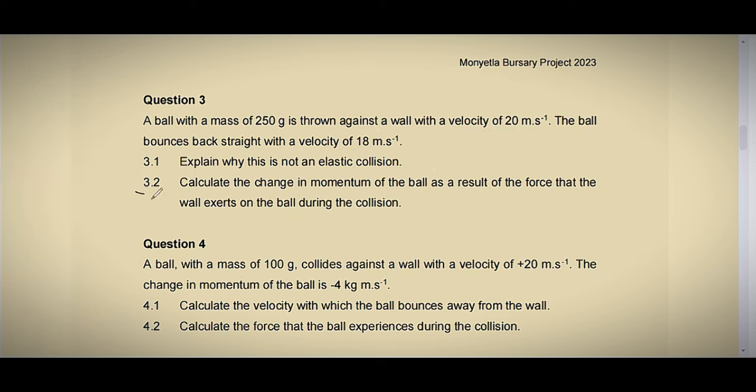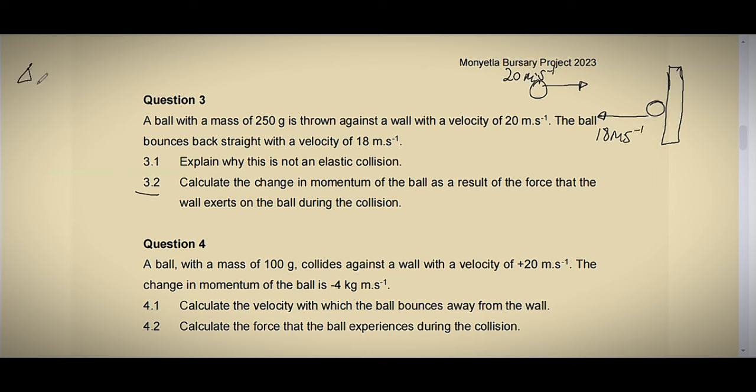Then 3.2 says calculate the change in momentum of the ball as a result of the force that the wall exerts on the ball during the collision. So for this one, let's try to draw the scenario. Initially we had a ball going in that direction. We'll just assume that it was thrown to the right at a velocity of 20 meters per second, then it hits the wall and comes back at a velocity of 18 meters per second.